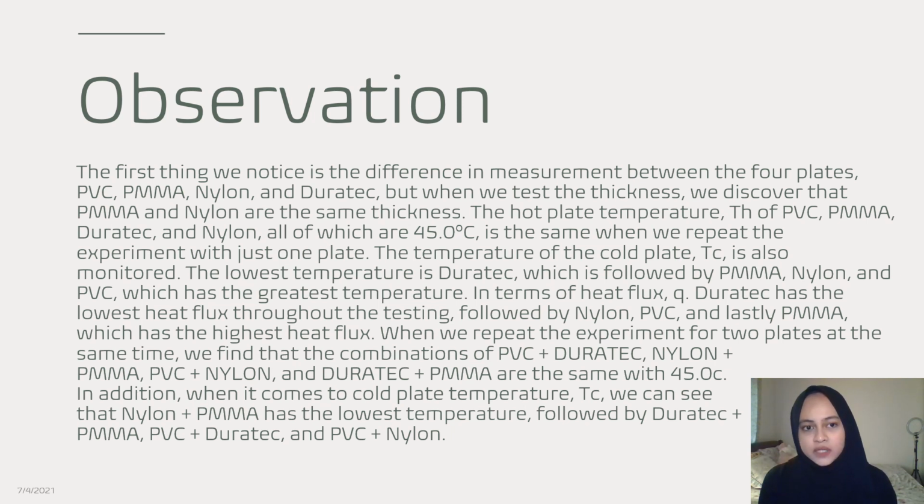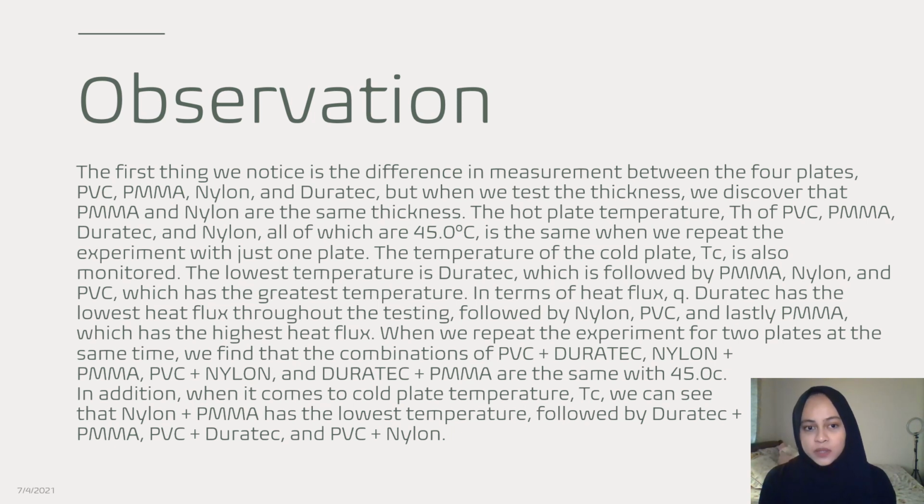The temperature of the cold plate, which is TC, is also monitored. The lowest temperature is Duratec, which is followed by PMMA, nylon, and PVC, which has the greatest temperature. In terms of heat flux Q, Duratec has the lowest heat flux throughout the testing, followed by nylon, PVC, and lastly PMMA, which has the highest heat flux.